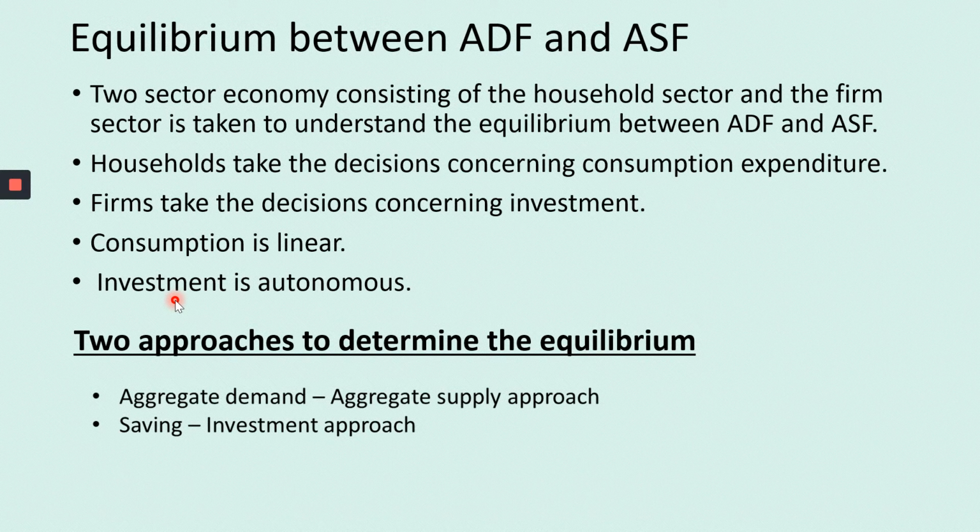So these two are assumptions. Consumption is linear and investment is autonomous. So were you able to understand, my dear children? Okay, so equilibrium between ADF and ASF.